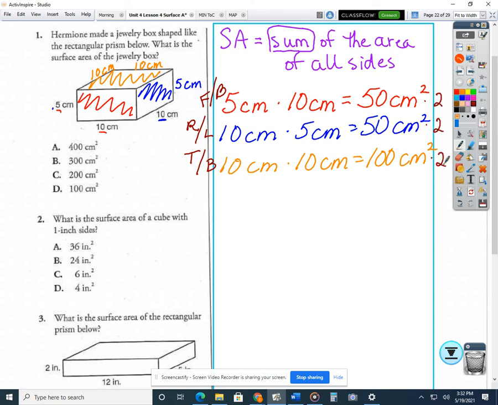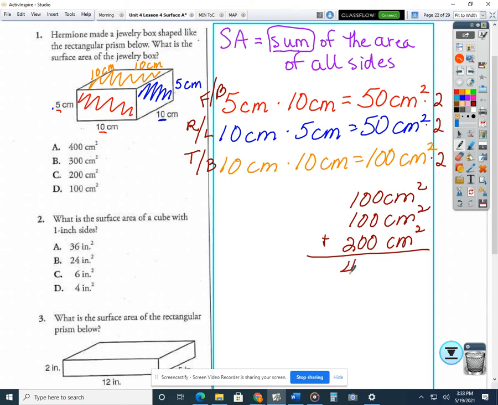So for our first one, 50 times 2 would be 100. For our second one, 50 times 2 would be 100. And for our third one, 100 times 2 would be 200, and these are all in centimeters squared. So when we add these all together, 100 plus 100 plus 200 is going to be 400 centimeters squared, our total surface area. Answer choice A.